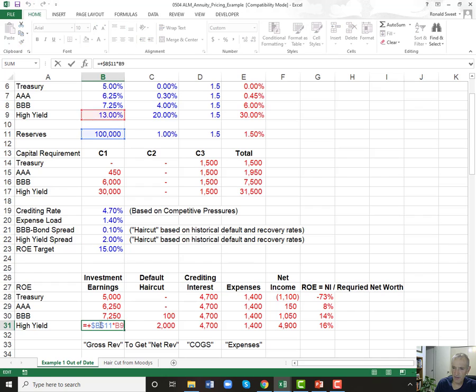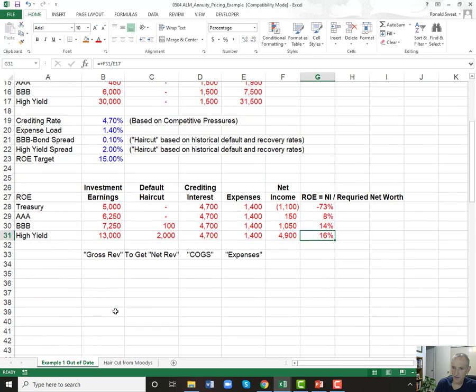So we take 1050 divided by 7,500, we make 14%, not quite what we need, but getting close. And then high yield, we make 13,000, but we have to take 2,000 away because of average losses. Our crediting and expenses are the same, so we make 4,900. We're going to take that and divide it by a really large number because of the 30,000 we had to set aside here. But we do beat it.